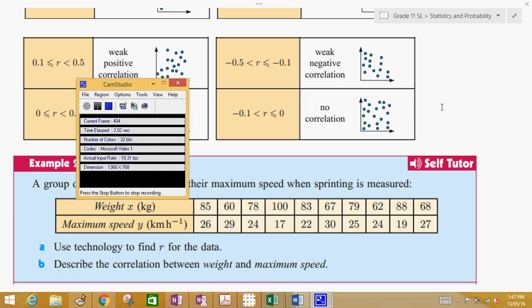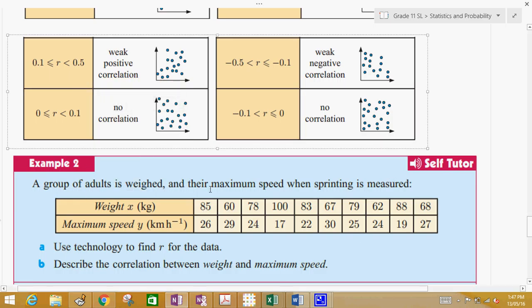Hello everyone, today we're going to be looking at the correlation coefficient. What the correlation coefficient is, if you have data like this, where you're comparing something to something else, for instance this one we're comparing weight to your maximum speed.